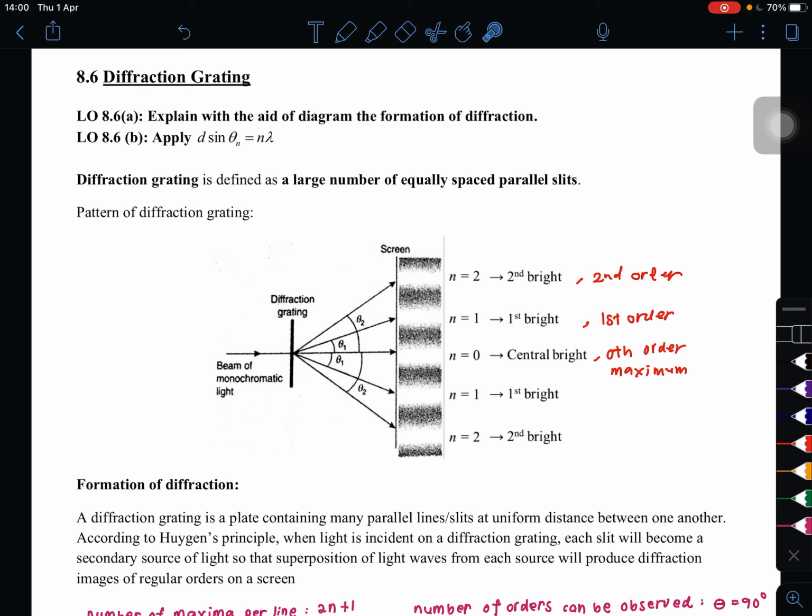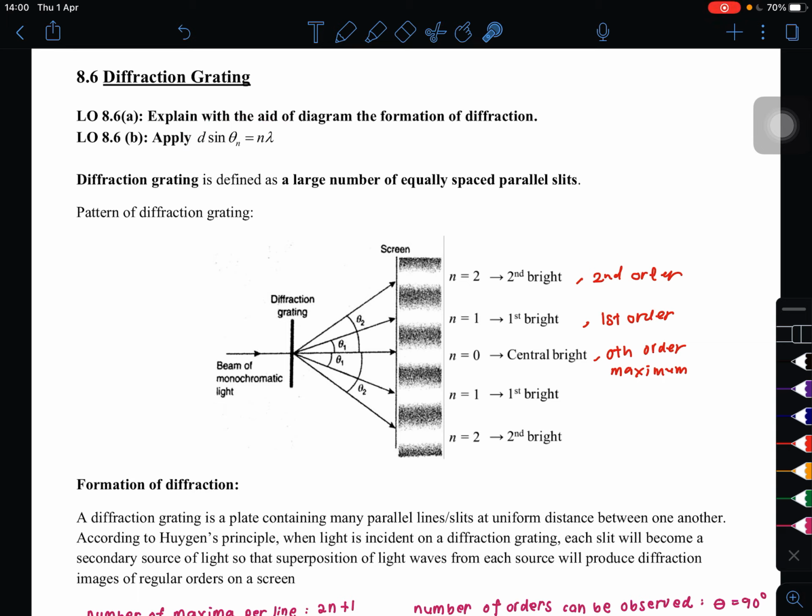So we look at the last subtopic in this chapter, which is at point 6, diffraction grating. So there are two learning outcomes. First is to explain with the aid of diagram the formation of diffraction. Second is to apply this formula d sin theta n is equal to n lambda.